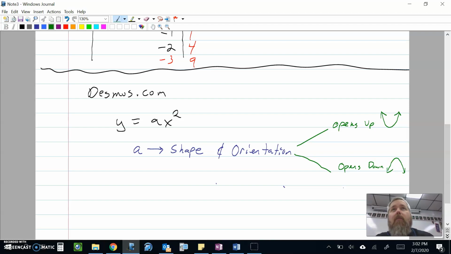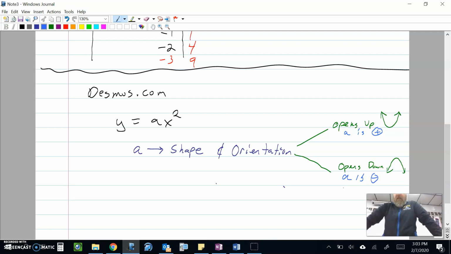Now, when did it open up and when did it open down? Hopefully you noticed that the parabola opens up when A is positive. When A is positive, it opens up like this. But when A is negative, it opens down like that, right? It goes down. So if A is positive, it opens up. If A is negative, it opens down. All right, I need you to know that.